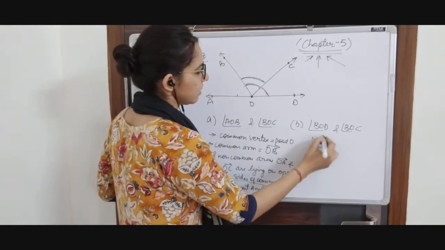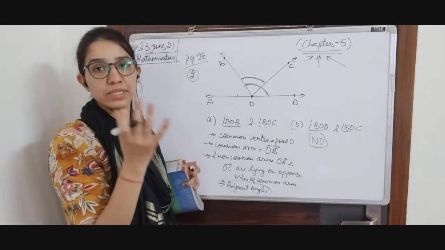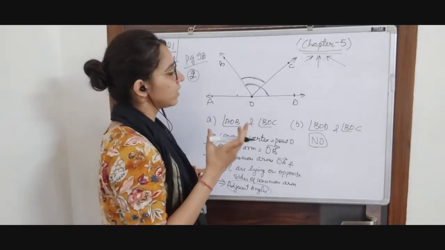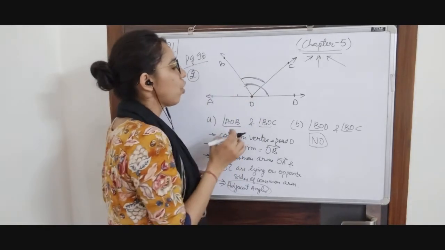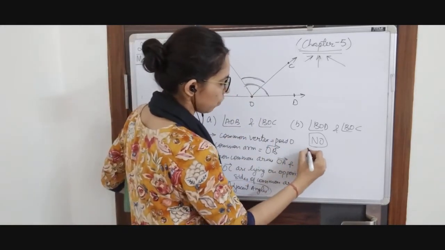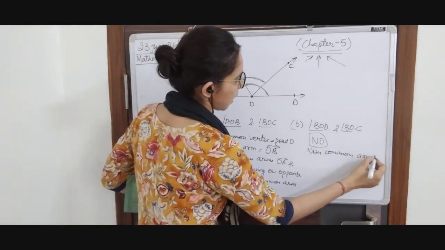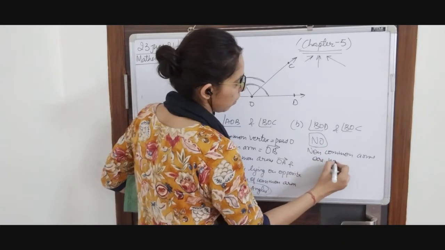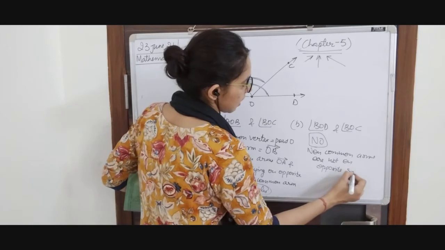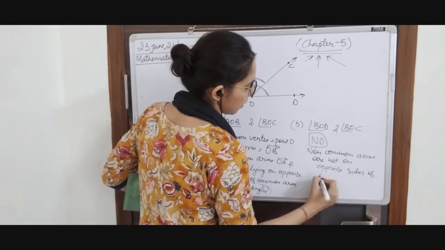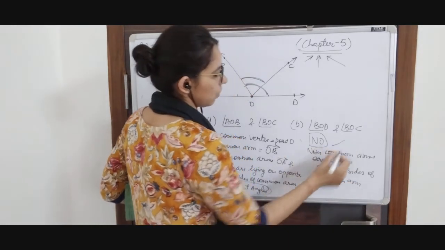Why? If your answer is no, you have to give the reason why they are not adjacent. They have a common vertex and a common arm also, but the non-common arms are not on opposite sides of the common arm. So the answer is no.